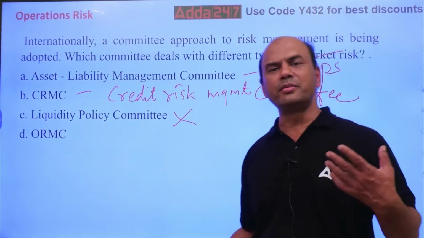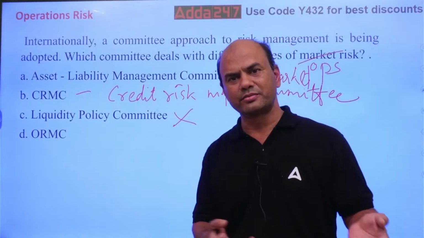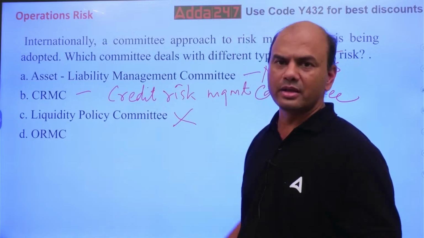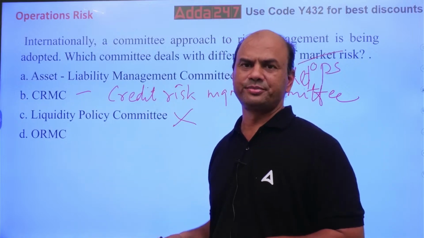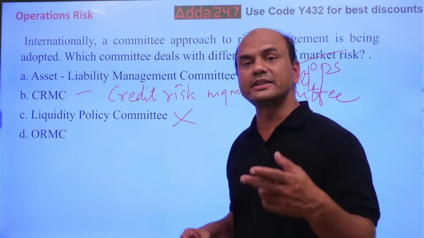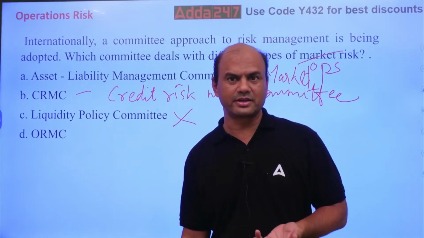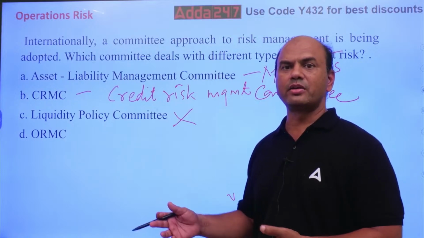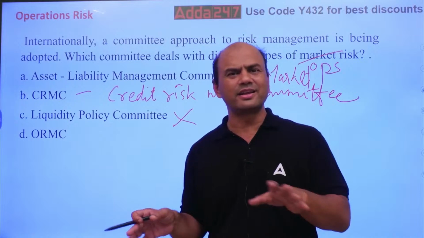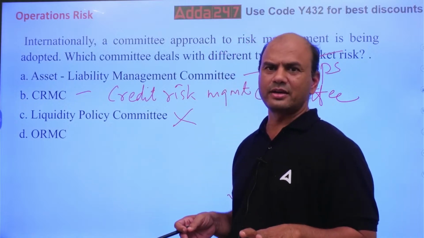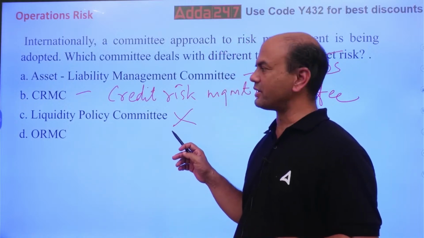Some banks can have their own internal committee. I can have a bathroom committee, a sweeper committee, but is that a risk committee? I can have 1,000 committees. What is internationally accepted is what's important. I can have a committee on my canteen. Internally you can have anything, but what is universally accepted?